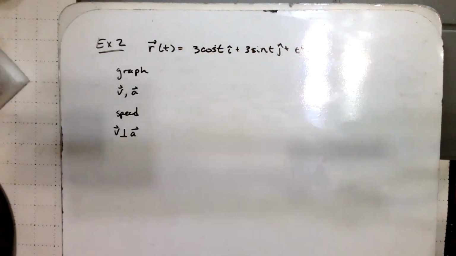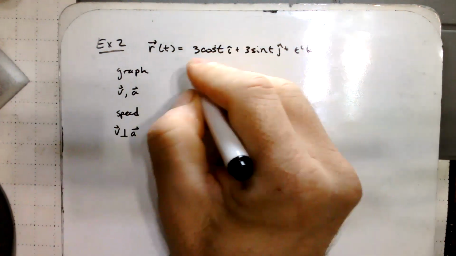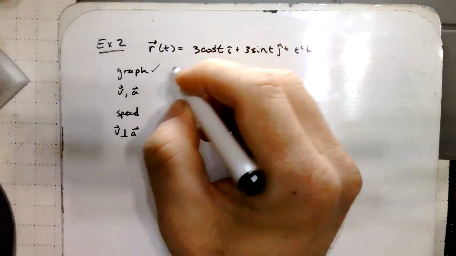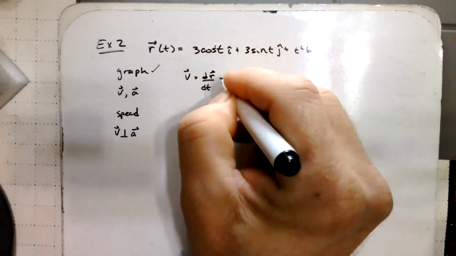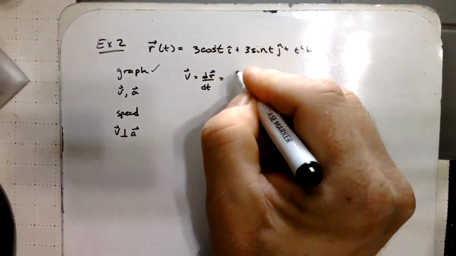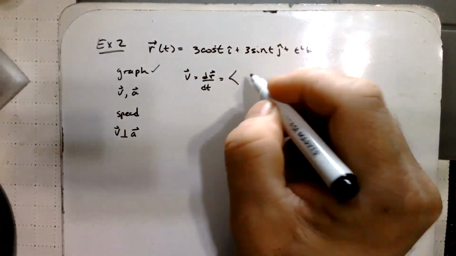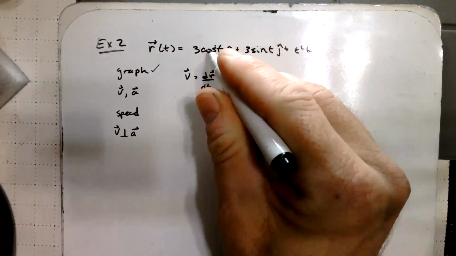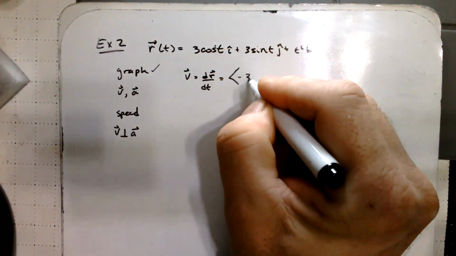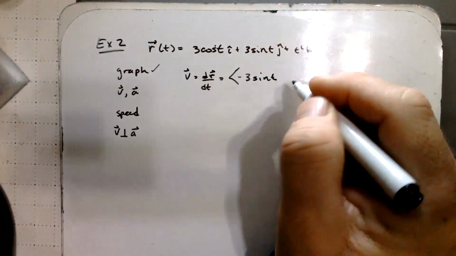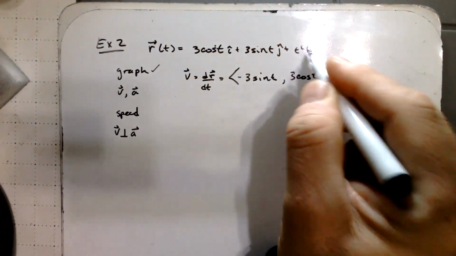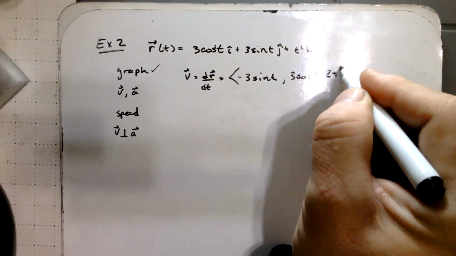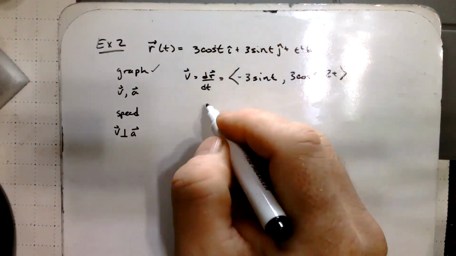All right, so let's see. We wanted to identify r of t. We know what r of t is. Okay, so that's given, so we've done this. Let's find the velocity. So we know that the velocity is dr dt. So we're differentiating each of these terms individually. I'm going to write this in vector notation just for the sake of simplicity. The derivative of 3 cosine of t is minus 3 sine t. The derivative of 3 sine t is 3 cosine t. And the derivative of t squared is 2t. Okay, so there is our velocity.